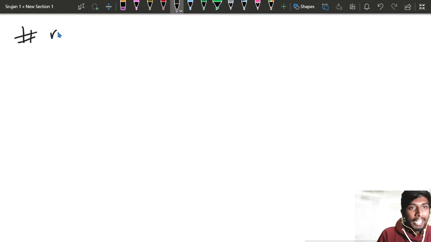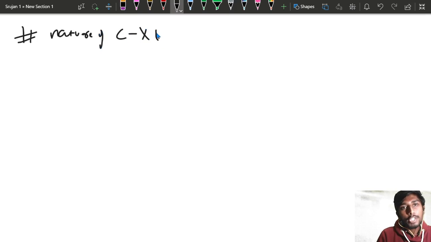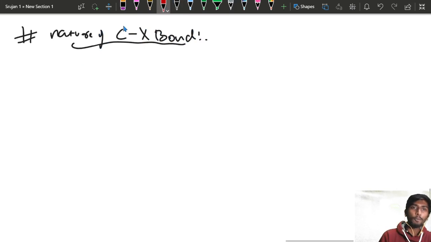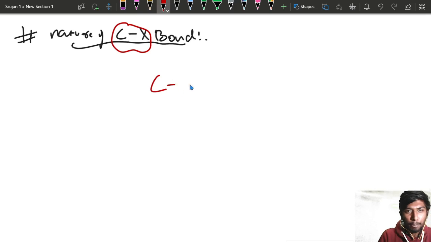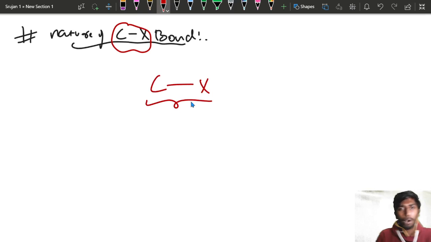Now I'll talk about the nature. What is the nature of a carbon halogen bond? Like, what is the bond? These two have made a bond, right? So fine, they have made the bond, no issue in that.